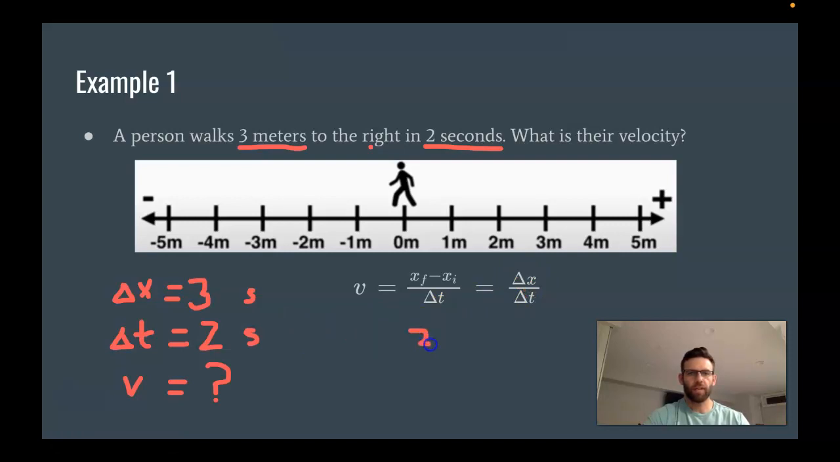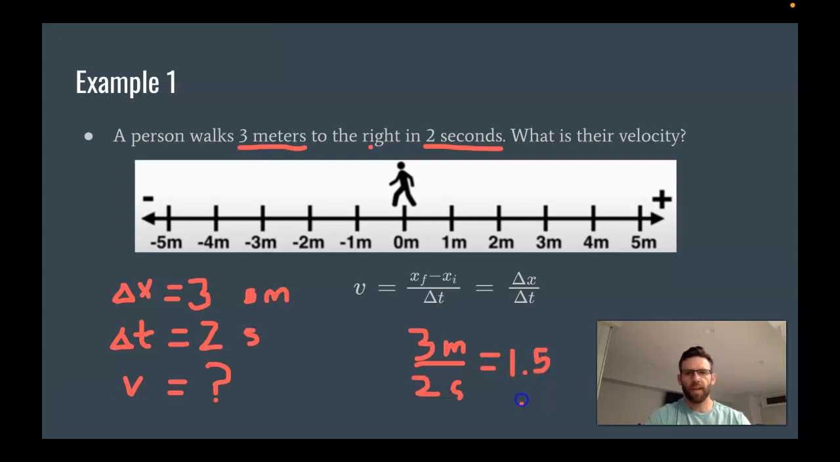I have 3. I just realized I made a mistake. This isn't supposed to be seconds. This is 3 meters. Bonus points for anyone who caught that mistake. So 3 meters divided by 2 seconds, and that is going to be equal to 1.5 meters per second.